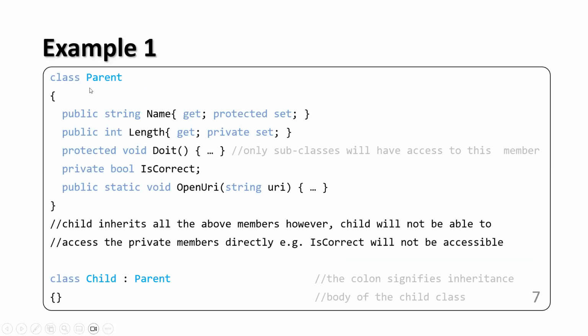So here we have a class parent. Do we have any constructor here? Whenever you say that child derived from parent, the default constructor of both are accessible and get triggered. Here we have some public private stuff, and it says that child inherits all the above members. However, child will not be able to access the private members directly. So that is why we need something better that opens the gate if you inherit from parent.